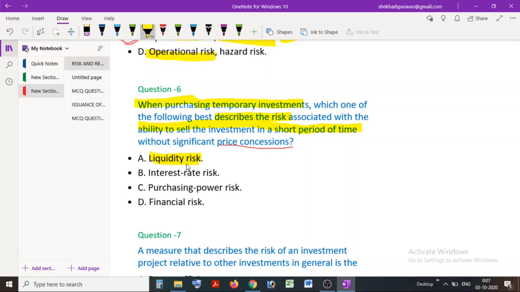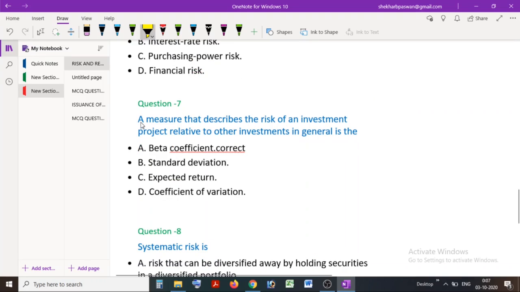Okay, let's move toward question number 7. A measure that describes the risk of an investment or a project relative to other investments in general is called beta coefficient, standard deviation, expected return, or coefficient of variation. That is beta. Risk is measured by beta. So the correct answer is beta. We have already discussed this in the first question.